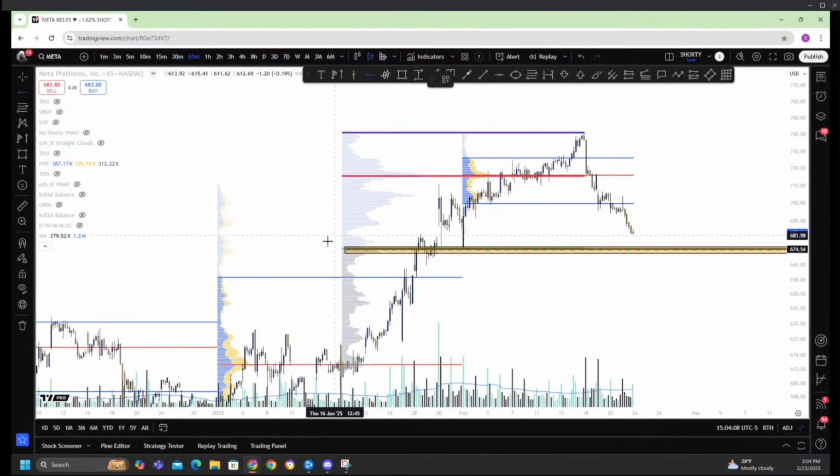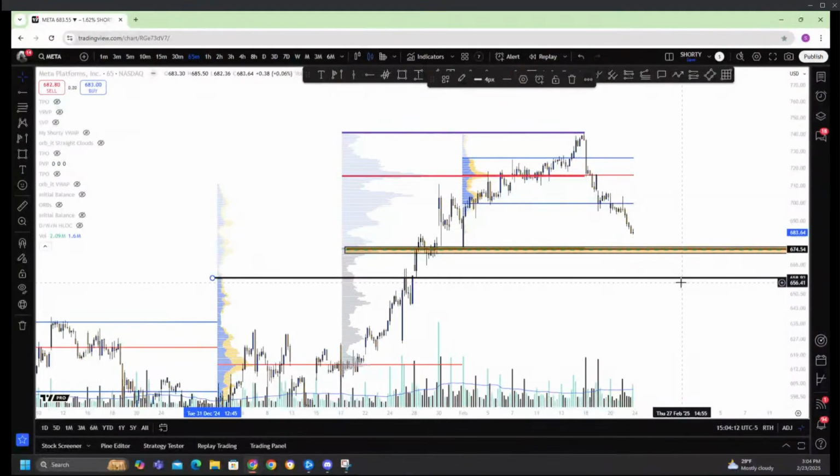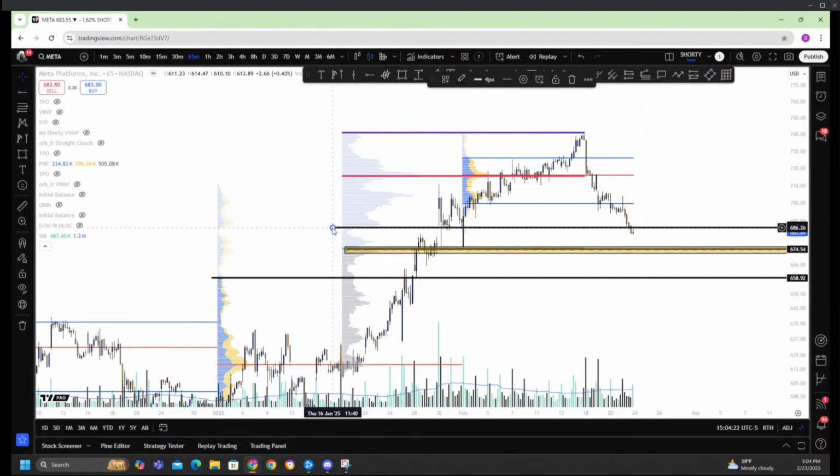Most likely they're gonna slow down there, and then if they decide to accelerate, initiative sellers come in at 658. But this is a pretty good spot to trim on Meta here. We're most likely gonna hit that, and if they decide to bounce this week, I would say most likely we don't want them to reclaim and close above 686.